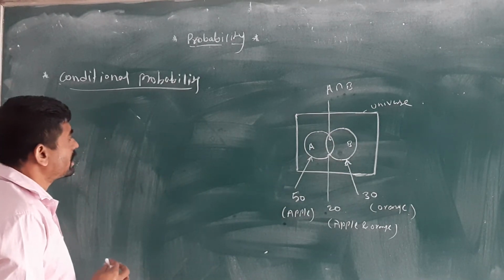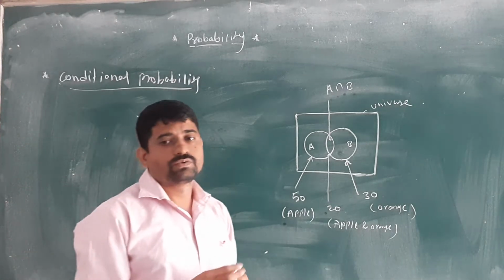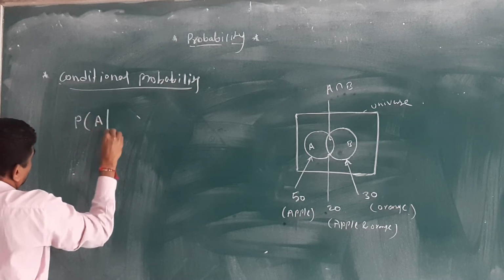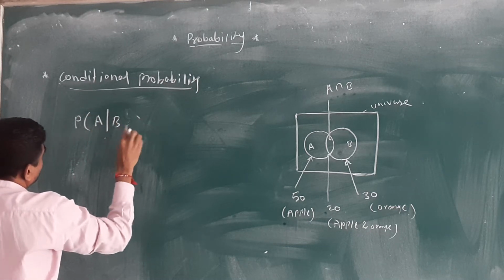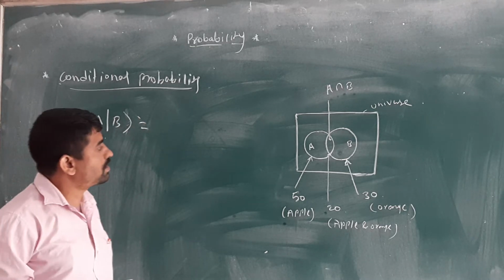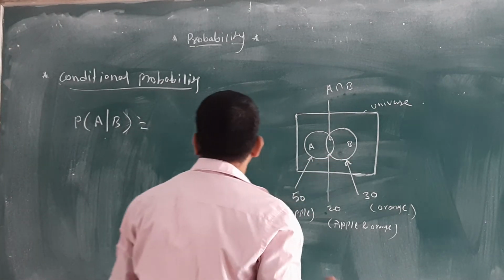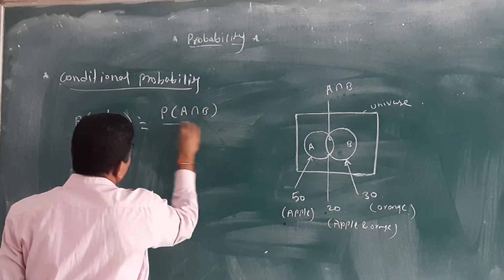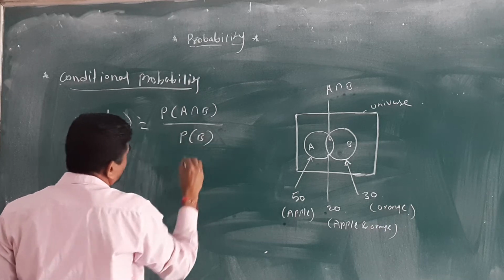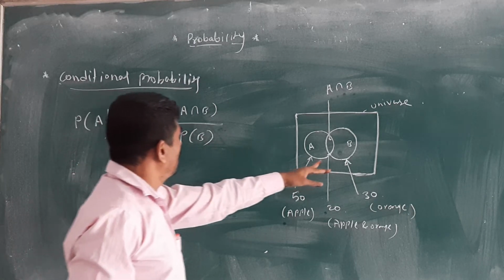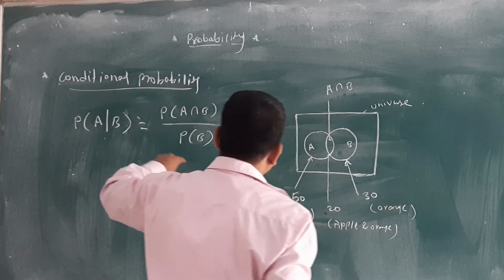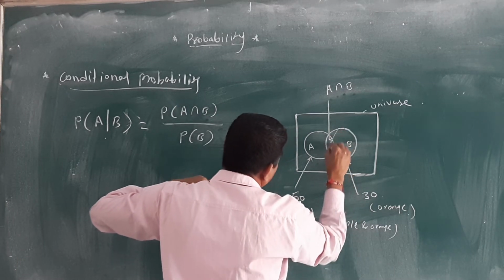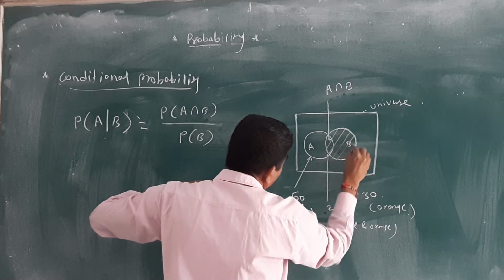Then how do we calculate the probability of A? You know that the probability of A, given that B has already occurred, is calculated as the probability of A and B divided by the probability of B. Same thing I have drawn here. Where is the probability of A and B? This one. This B has already occurred.